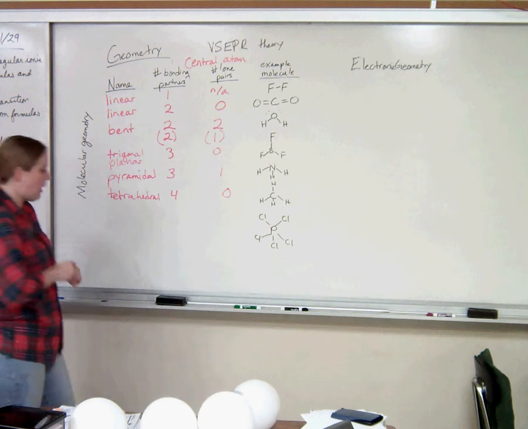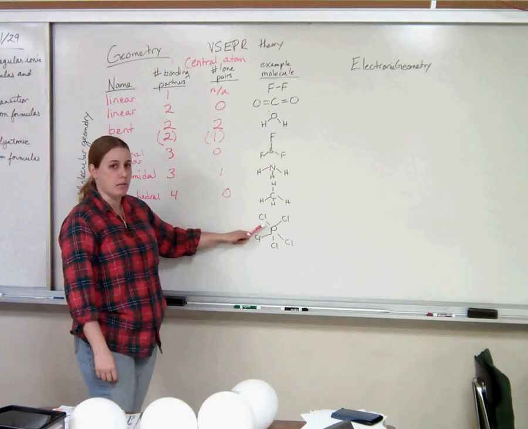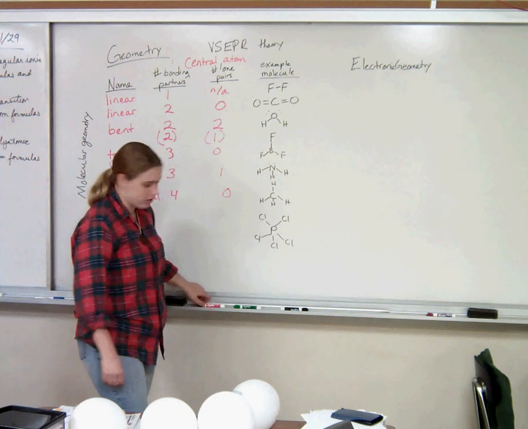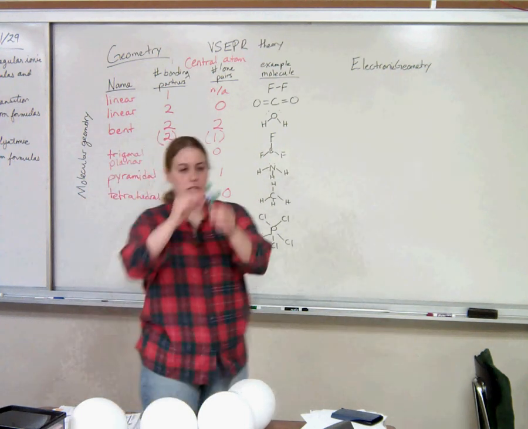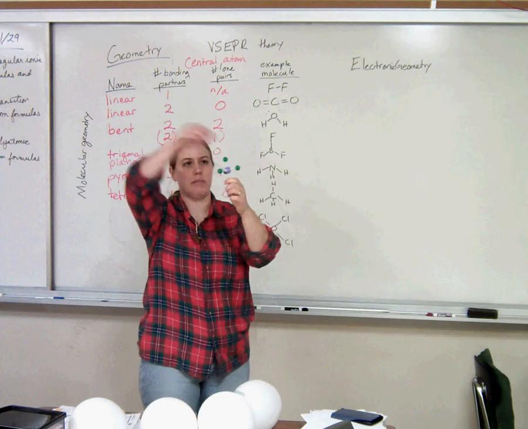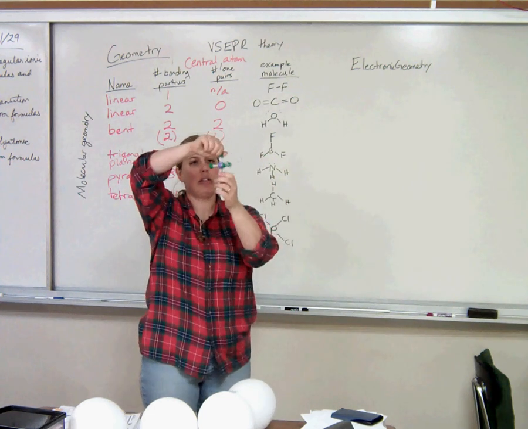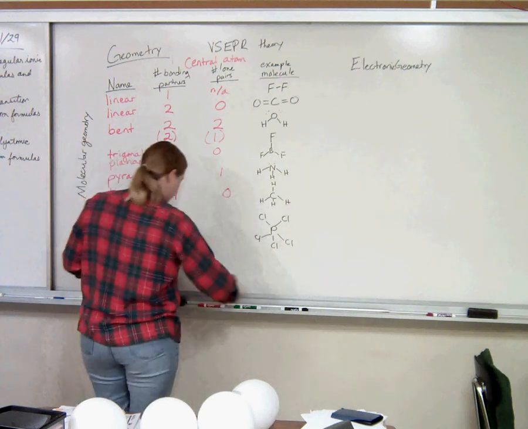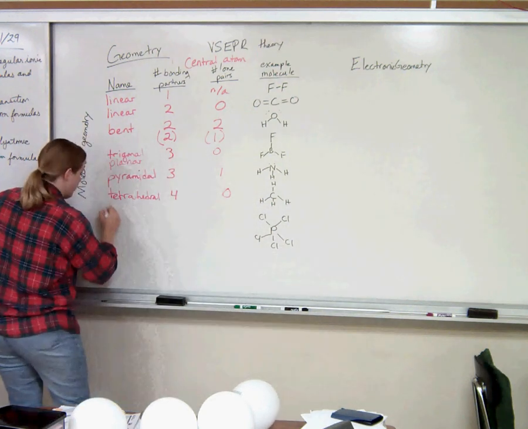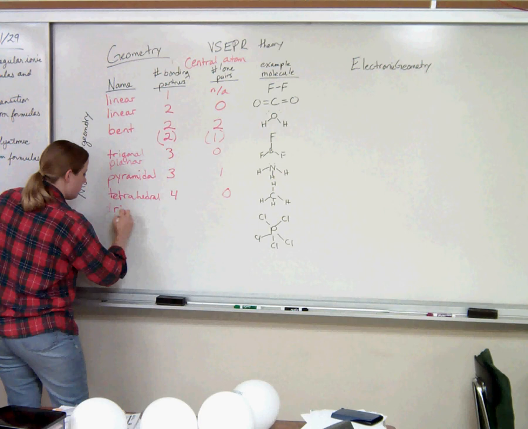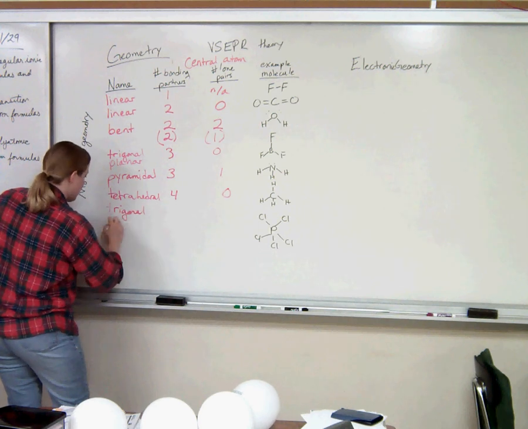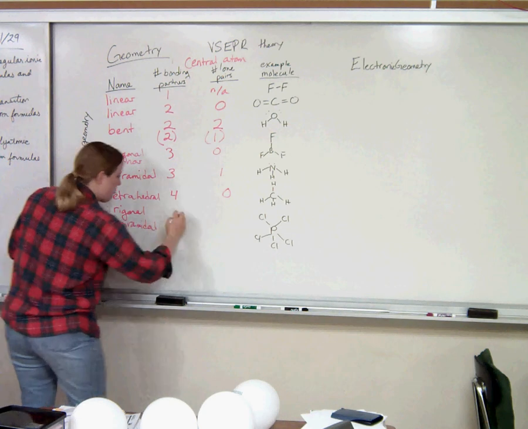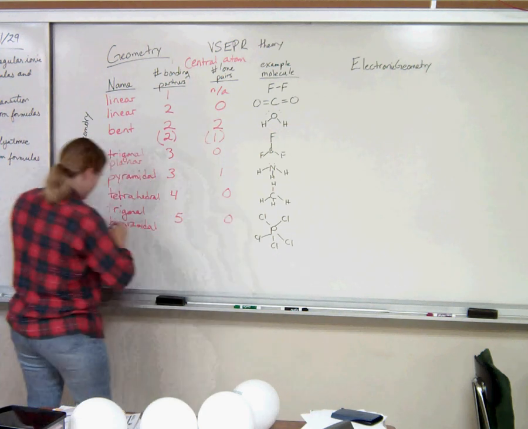And then the last one is another exception to the octet that we were drawing in last class. This one has 5 bonding partners, no lone pairs, and so it looks like this. Kind of reminds me of a space station, actually. But it looks like this, and this is called trigonal bipyramidal. I'm going to write that down, I'll show you. Trigonal bipyramidal. 5 bonding partners, no lone pairs.